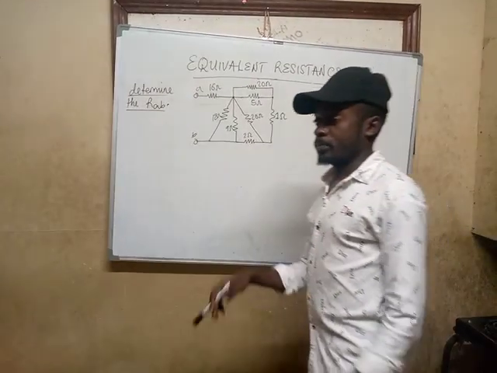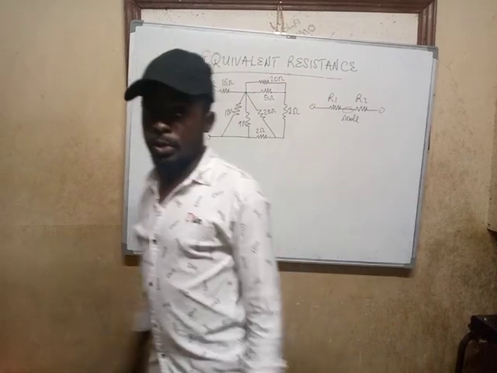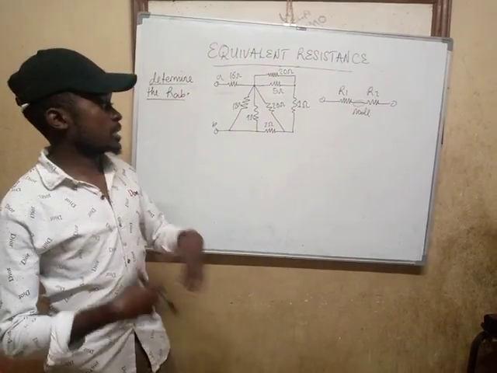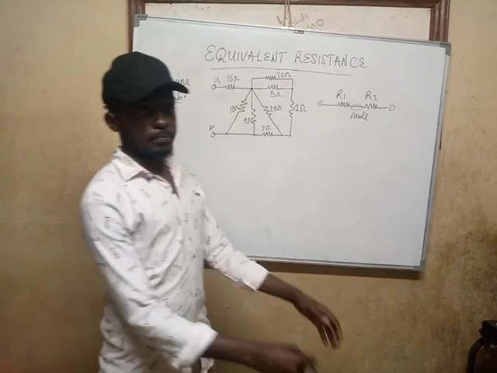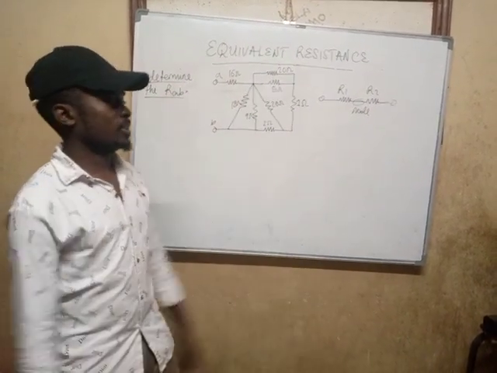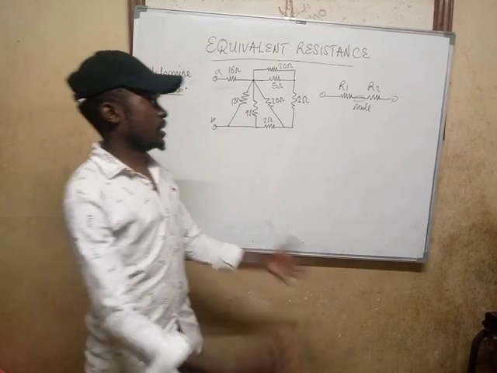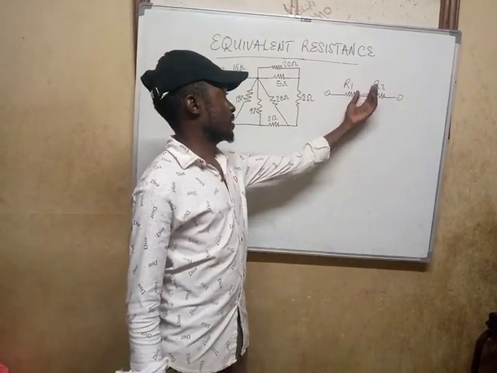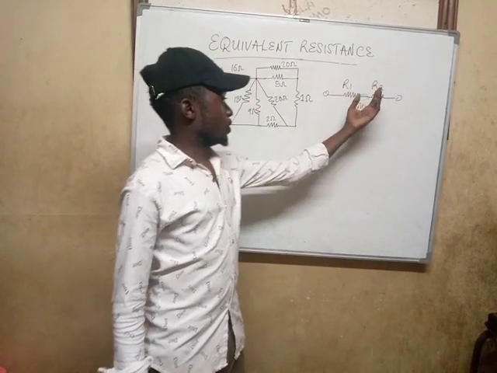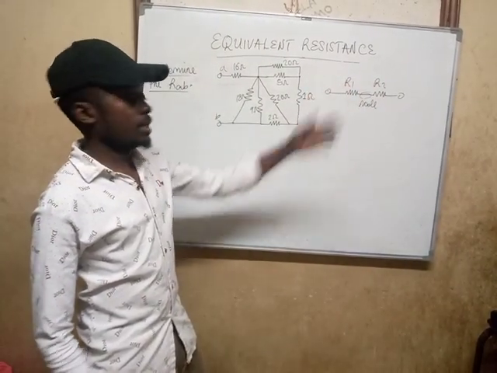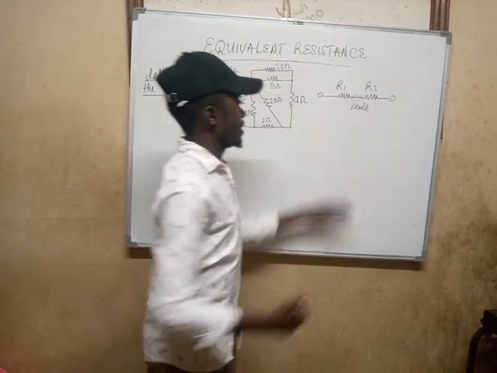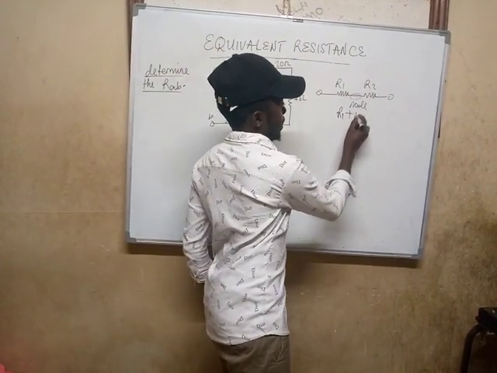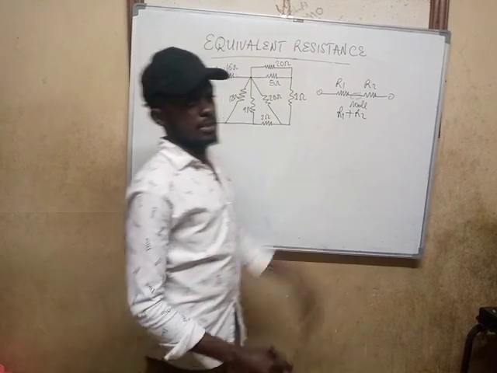Mind you, a node is simply a point of interconnection between circuit elements or between branches. This is where these two resistors are being connected. So this is a node, and we say these two resistors are in series. To calculate their combined resistance, we simply say R1 plus R2. That is the combined resistance.